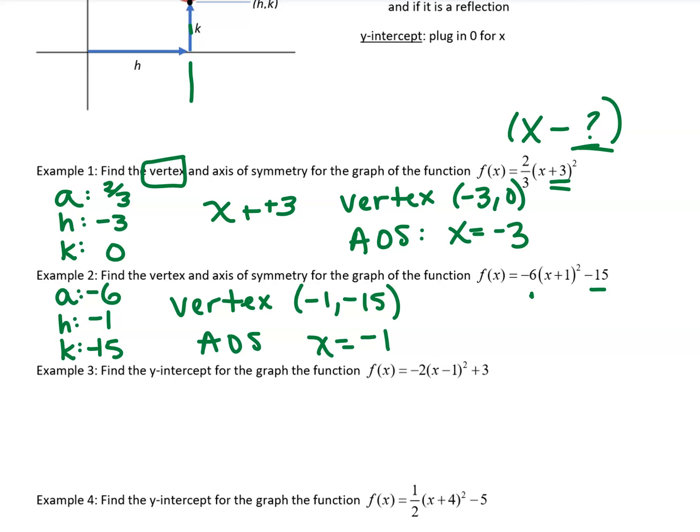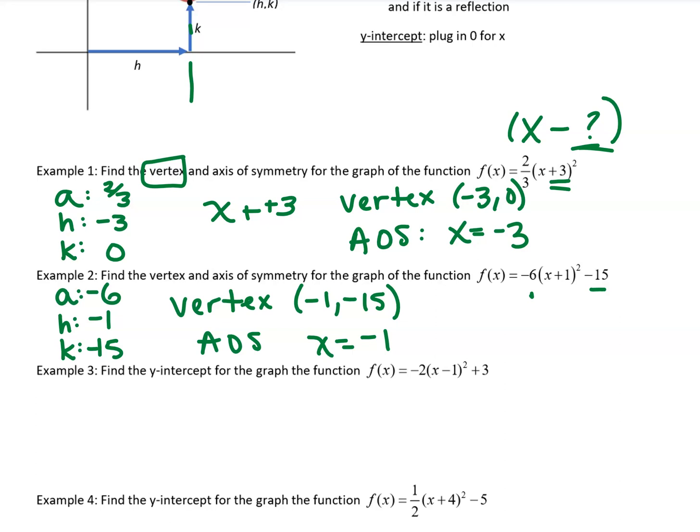So with standard form, we had to do a lot of work to find the vertex. We had to use a formula to find the axis of symmetry, and then plug it back in to find the vertex. It took a lot. All we have to do to find the vertex on these is look at it and say, what is A, what is H, and what is K? A doesn't really affect the vertex, does it?